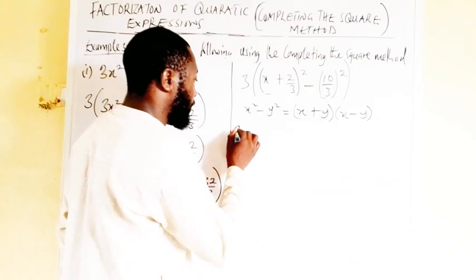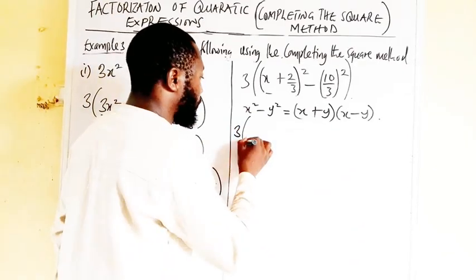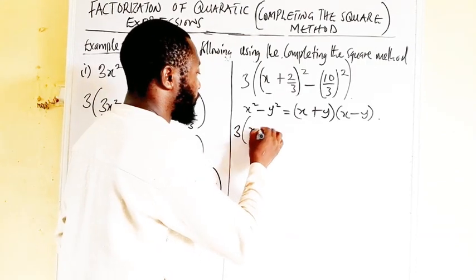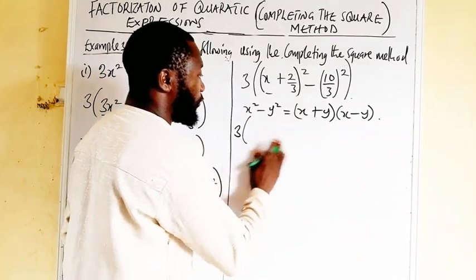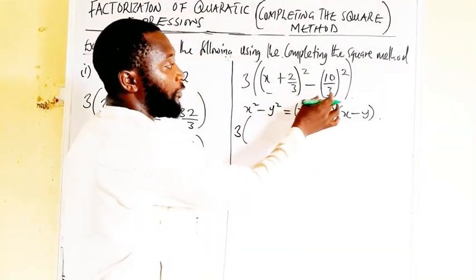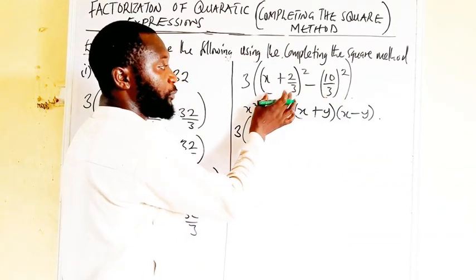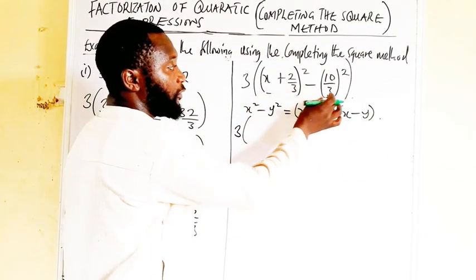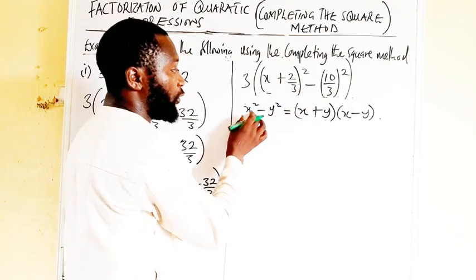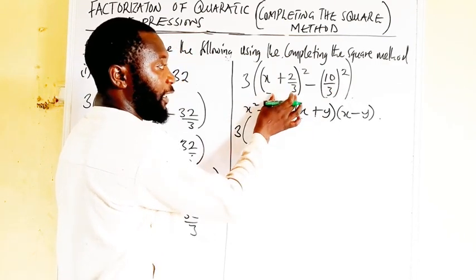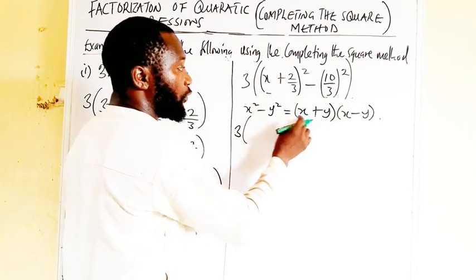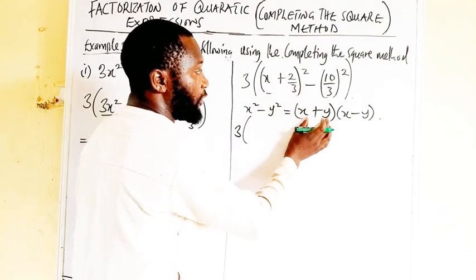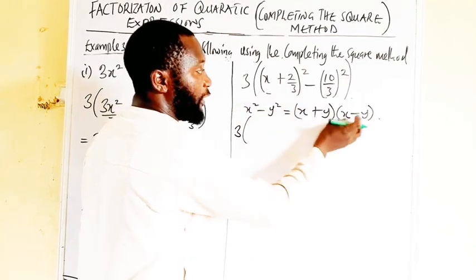3 is outside. We keep 3 outside. Open your bracket. We have x plus 2 over 3. No, sorry. We want to apply the rules now. Square of a number minus square of a number. It means this plus this, which is x plus y. Everything here represents our x. Everything here represents our y. Now we are going to add these two together as this. Then we also find their difference as this.